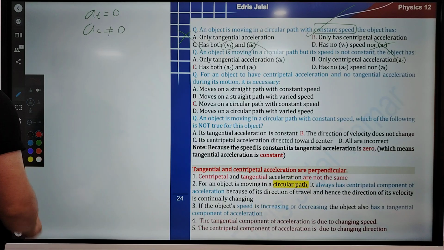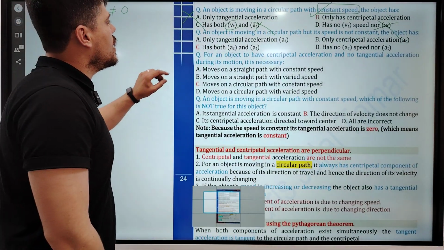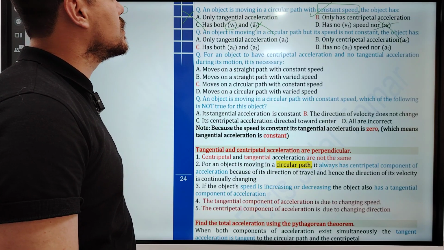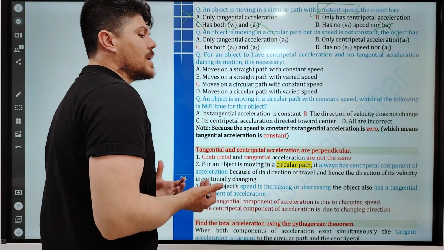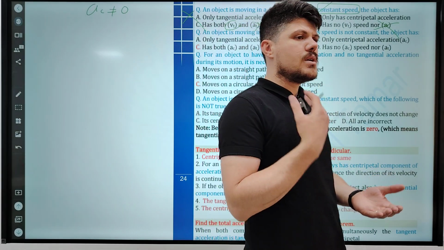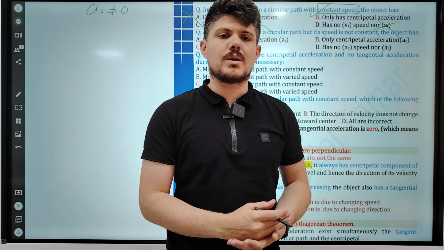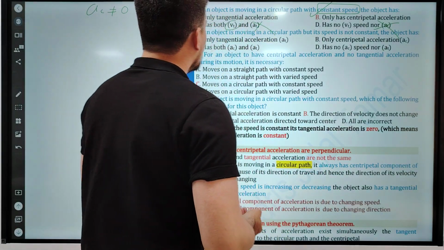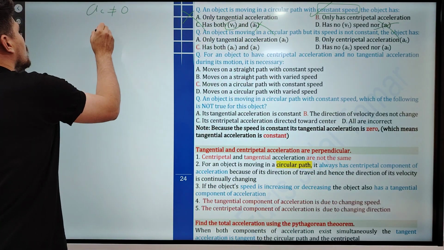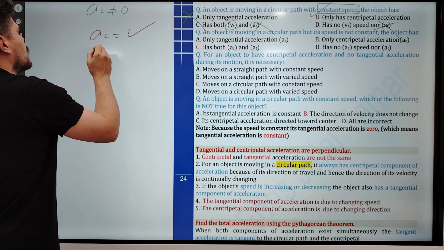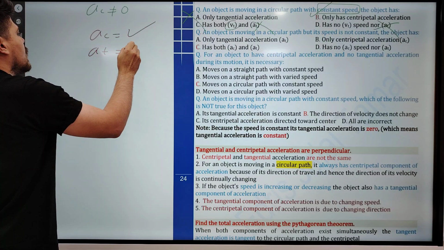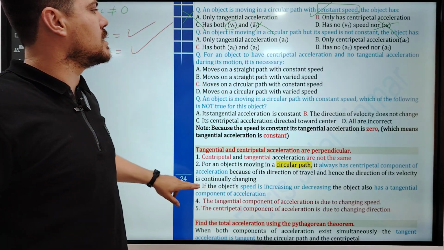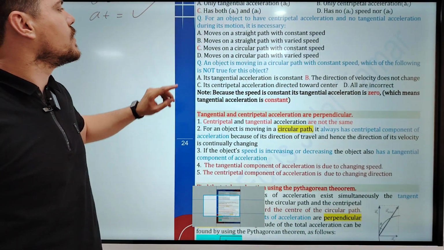Question 2. An object is moving in a circular path, but its speed is not constant. What do you mean by that? It means that when the object is moving in a circular path with varying speed, this object has both centripetal acceleration and tangential acceleration. Has both AC and AT. The correct answer is C.